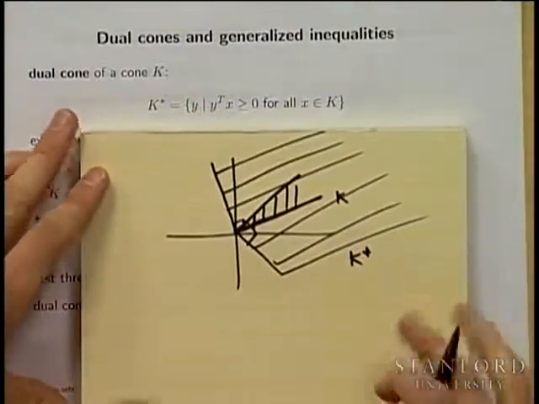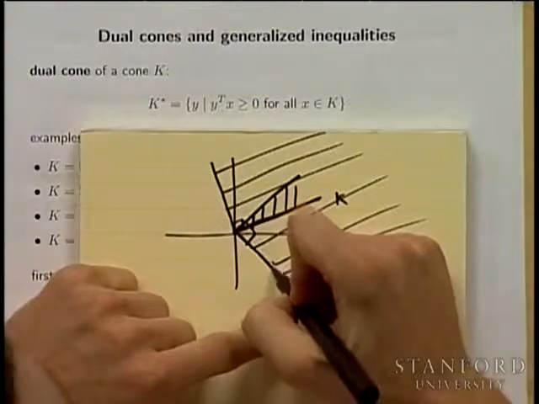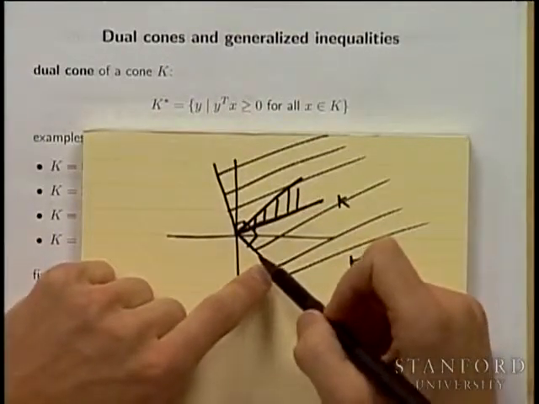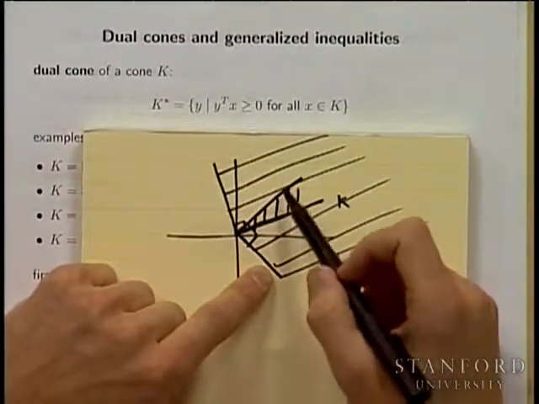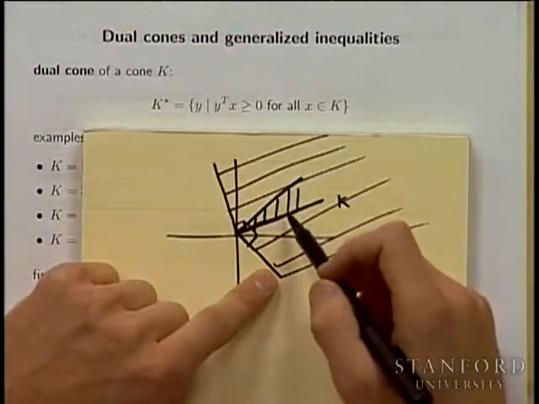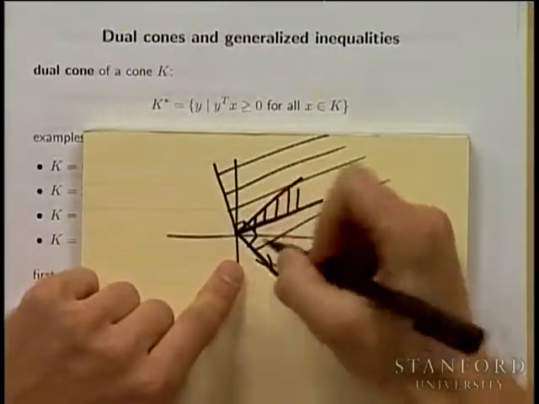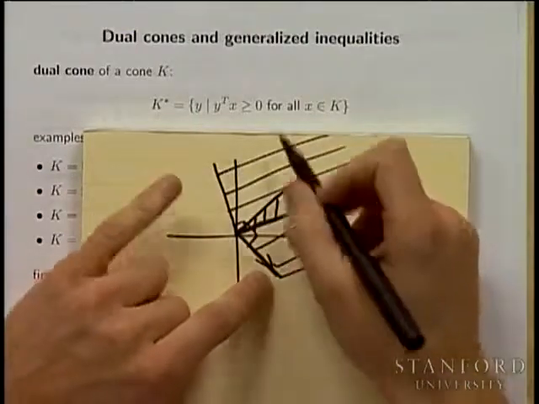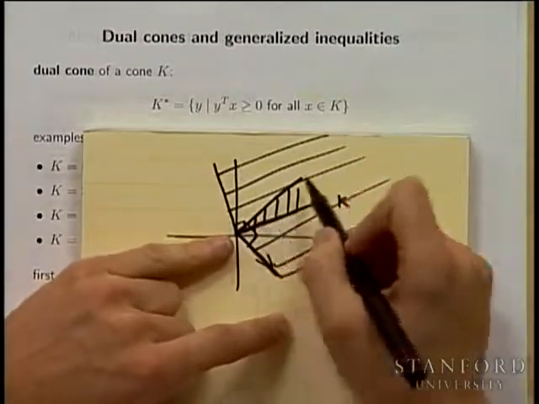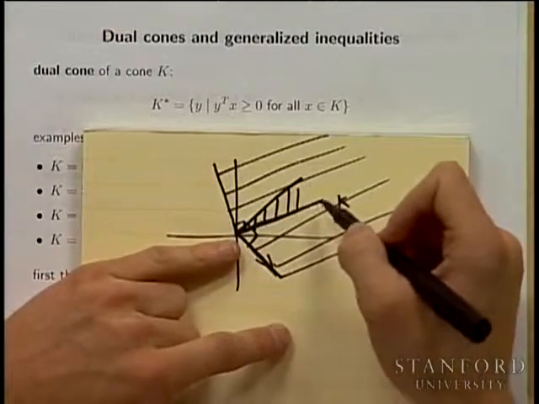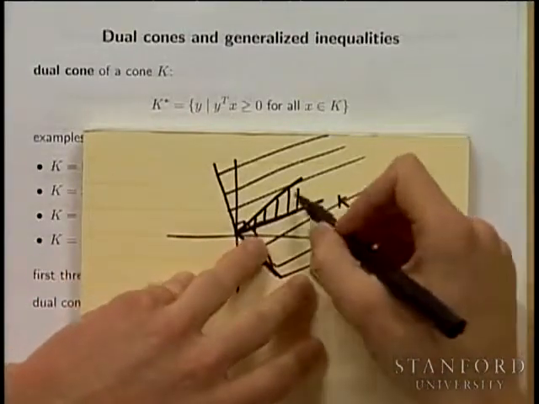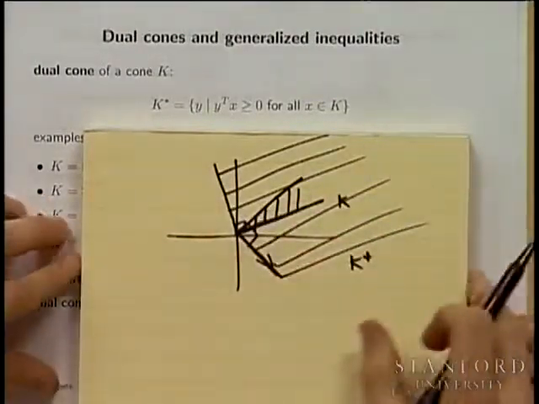That's the set of, if I take any vector in here, its angle to all elements in this set here is less than or equal to 90 degrees. So if I look at this vector here, or in fact any vector in this dual cone K star, its angle to all elements of K is less than or equal to 90 degrees. So this is the dual cone.